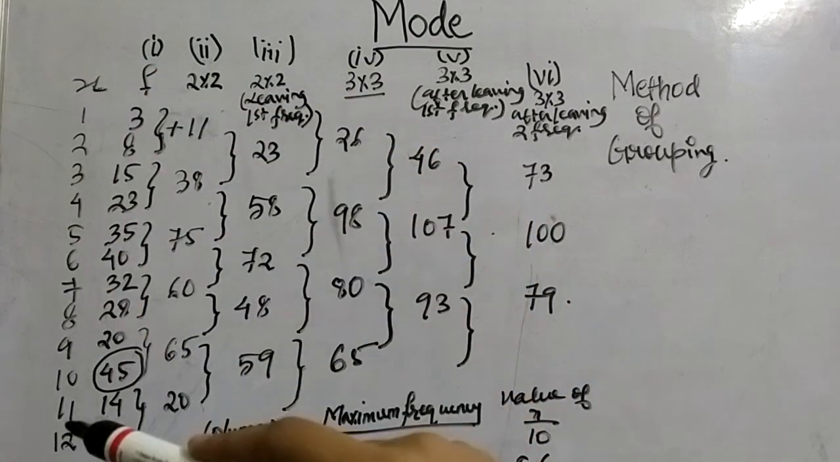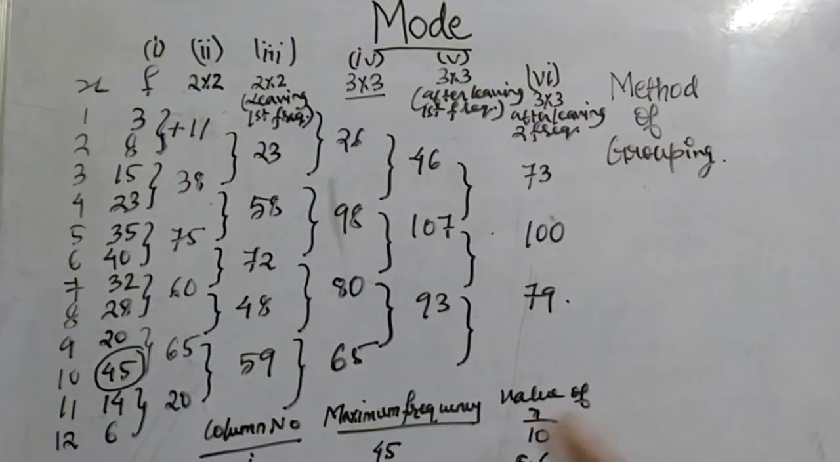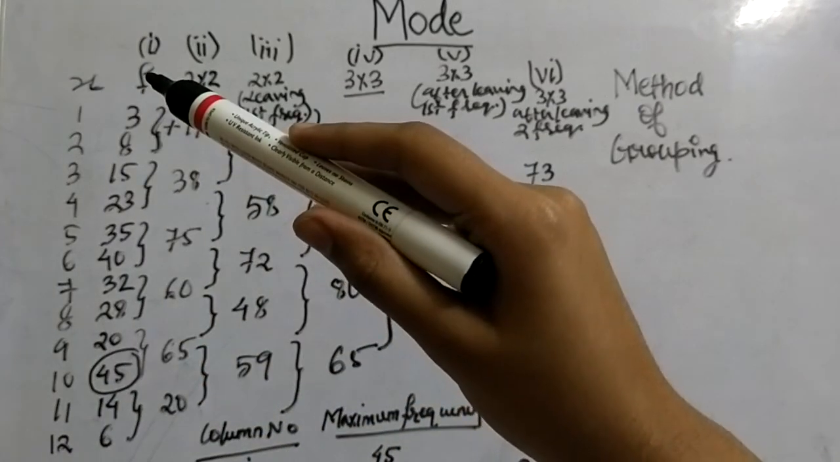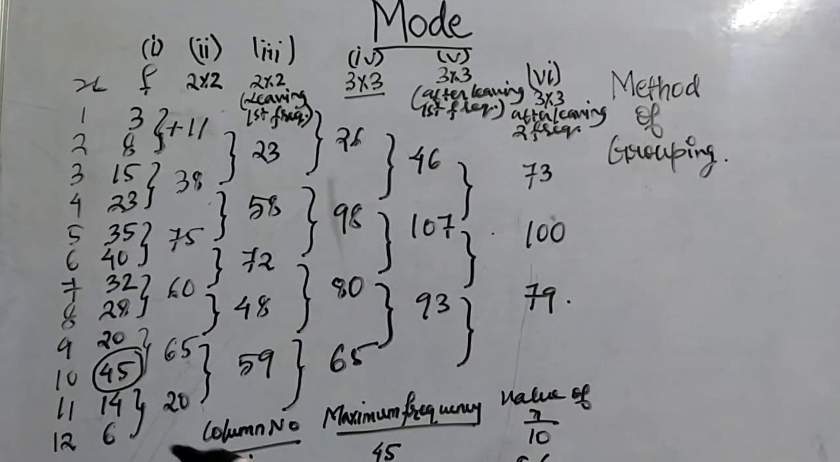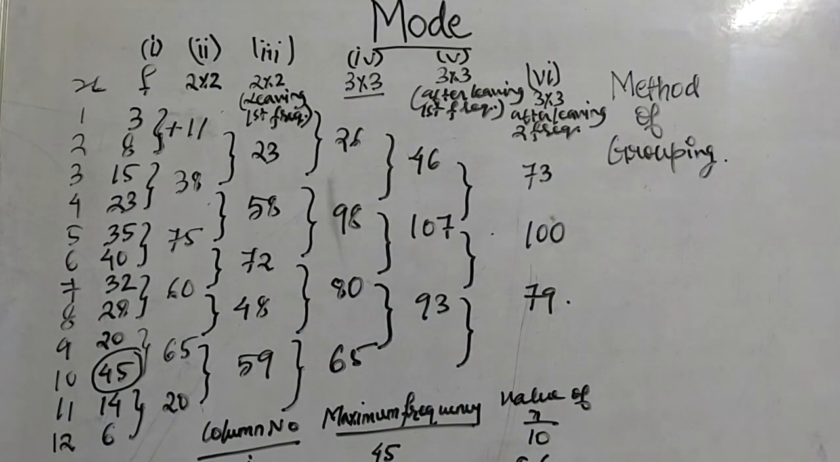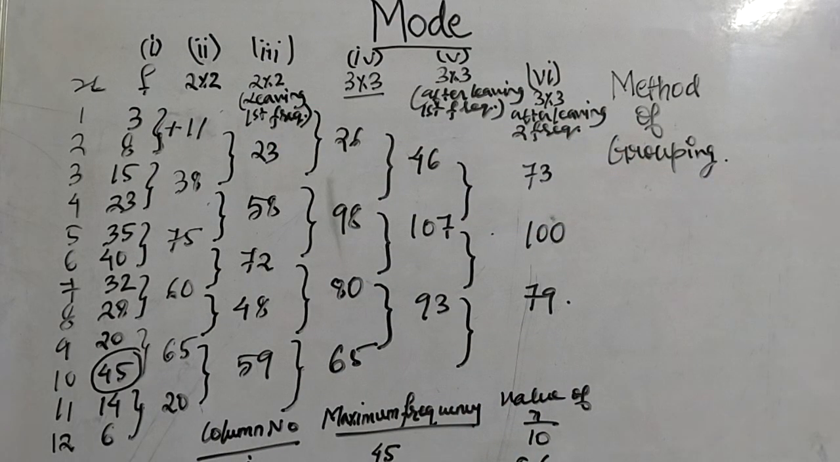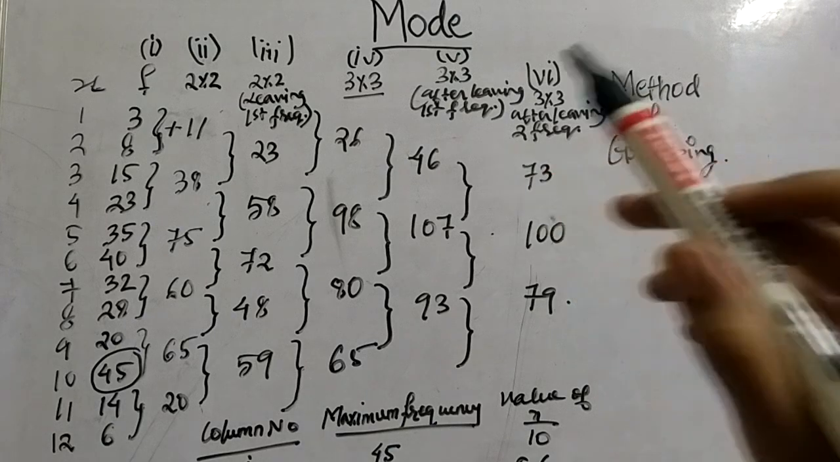The X variables and the frequency are already given in your question paper, okay? Now you can see that there is no trend in this frequency level. They are not increasing then decreasing, or there is no particular sequence that the frequency is following. So in that case, this data is considered to be irregular in nature, and that's why we will use the method of grouping for calculating the mode of the variable.